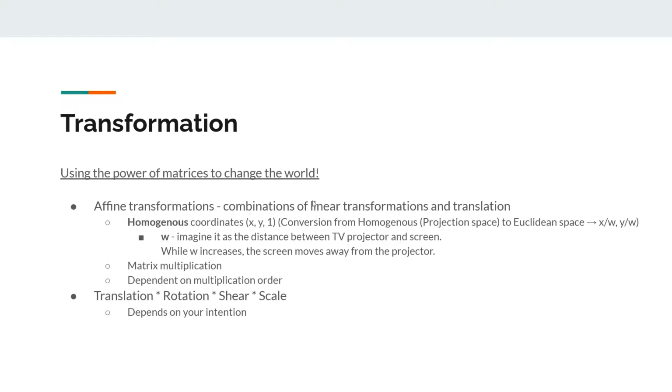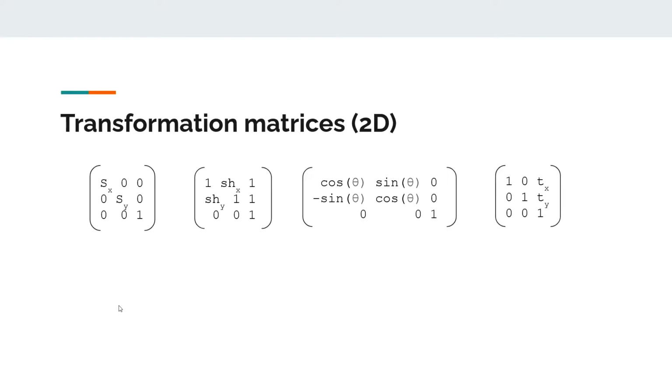Then, if you want to combine these transformations, we use matrix multiplication, and the final result of all these transformations is very dependent on the multiplication order. If you use translation, rotation, shear, and scale in this order, it would definitely be different if you reverse it. You can try it, you will see. But the main thing is that you go from global to local.